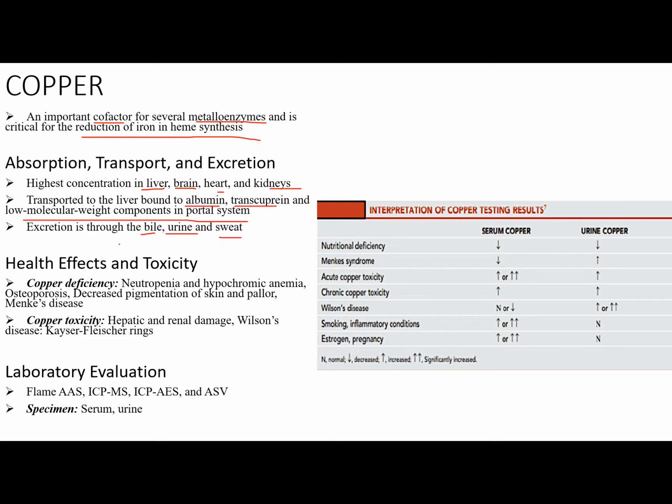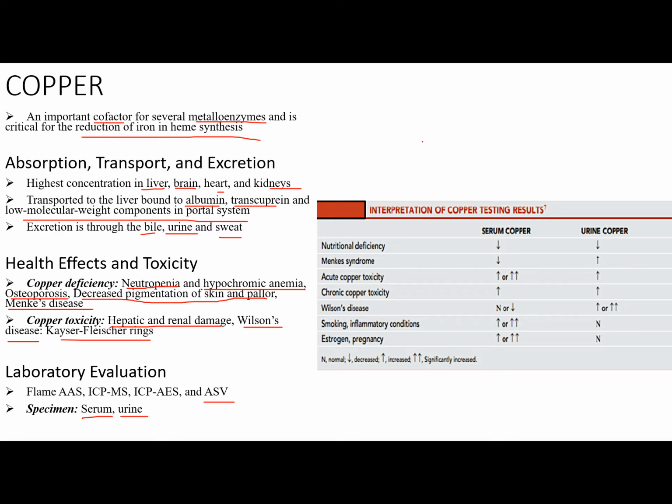Health effects: we have copper deficiency. Copper deficiency is characterized by low neutrophil count or neutropenia, hypochromic anemia, osteoporosis, decreased pigmentation of skin and pallor, and Menkes disease. Then we have copper toxicity. This is hepatic and renal damage. Wilson's disease is characterized by Kaiser-Fleischer rings. Lab evaluation is via flame AAS, ICP-MS, ICP-AES, and ASV. Specimens are the serum and the urine.